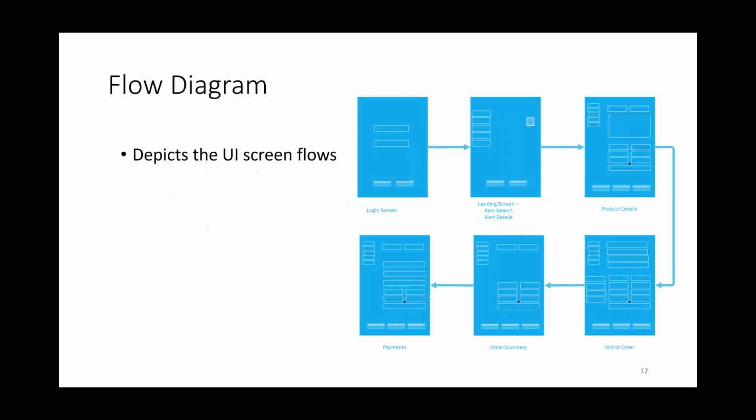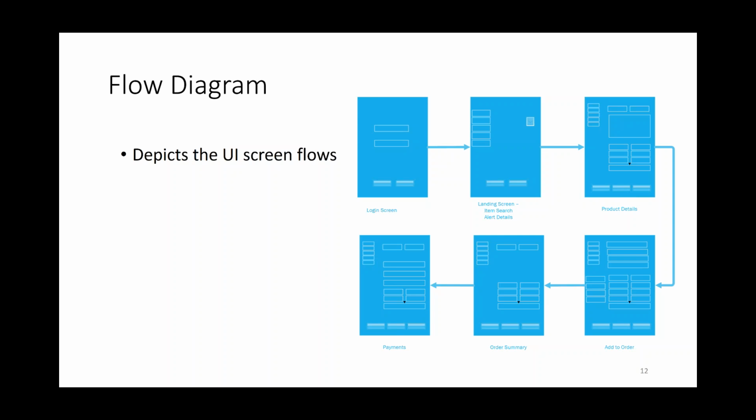And flow diagram is for the UI screen flows. In this example, you can see the flow starts from the login screen. Firstly you display the login screen. After the user logs in, they go to a landing page where they can search for different items. Once they search and find an item, it takes them to the item details page, where they can see more information about that particular item: the description, price, different colors, all the information about that product. And you might have a back button to go back to the list of products if the customer wants to.